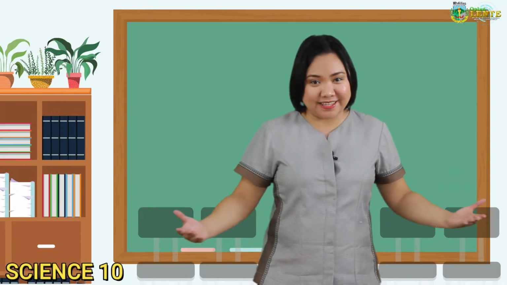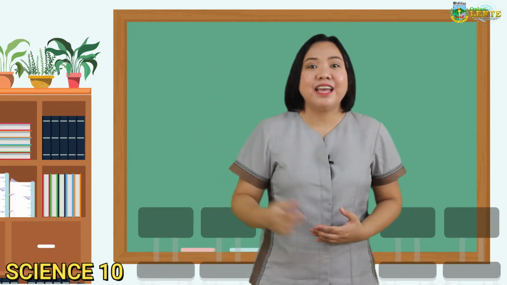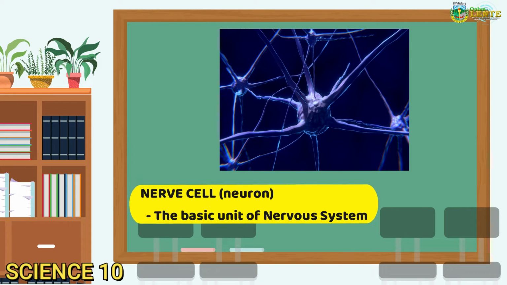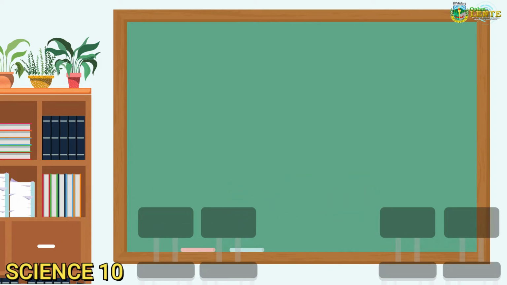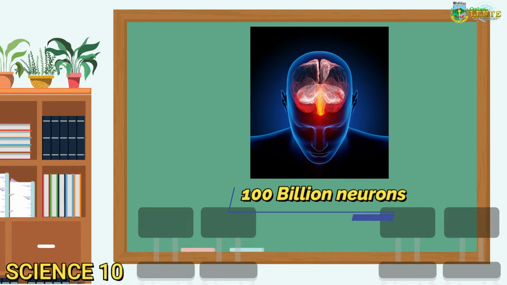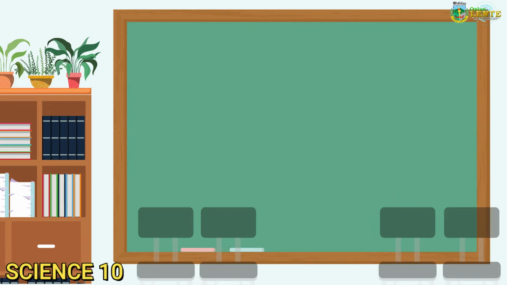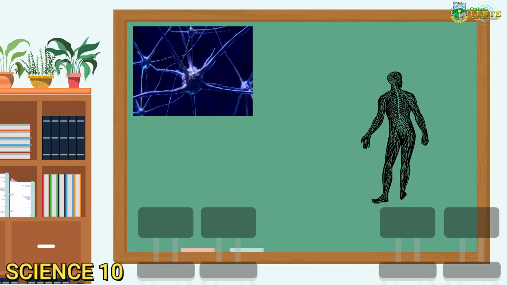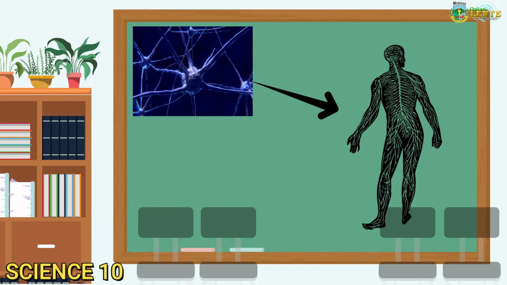The nervous system manages all of these activities by sending lightning quick signals of electrochemicals between cells. The basic unit of the nervous system is a nerve cell or neuron. Did you know that the human brain contains about 100 billion neurons? A neuron has a cell body, which includes the cell nucleus and special extensions called axons and dendrites. Bundles of axons called nerves are found throughout the body.